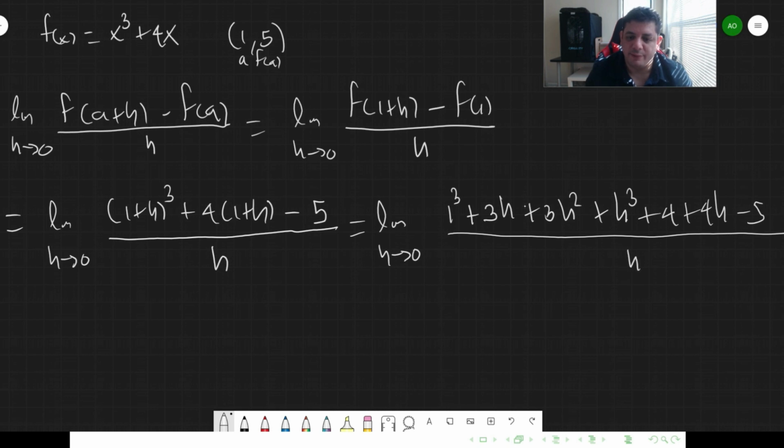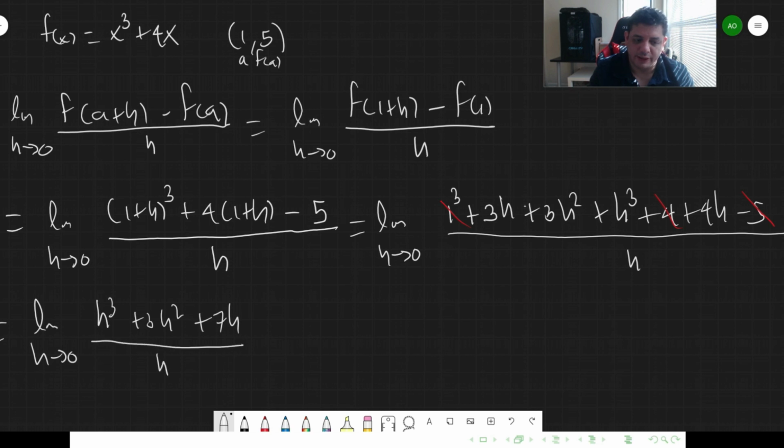Notice that we have 1 and we have 4 and we have minus 5. So this is going to cancel there. And then in the next step, we get to add up things that are similar. Notice this is 3h and 4h. So we can have h cubed plus 3h squared plus 7h.